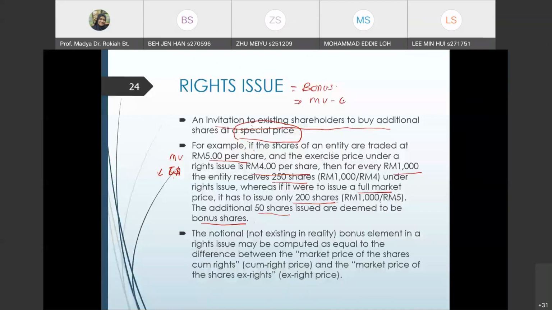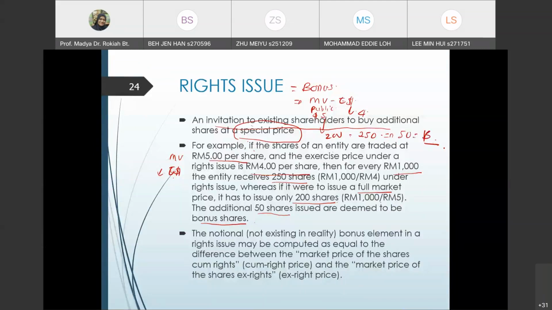The difference here is because of the market value. If the market value is the value to the public, if you offer to the public, they're going to offer at the price of 5 ringgit. So the number of shares increasing here is only 200. But if they offer to the existing shareholders at the price of 4 ringgit, the number of shares increasing here is 250. So the difference between 200 and 250, that 50 here, is considered as a bonus.